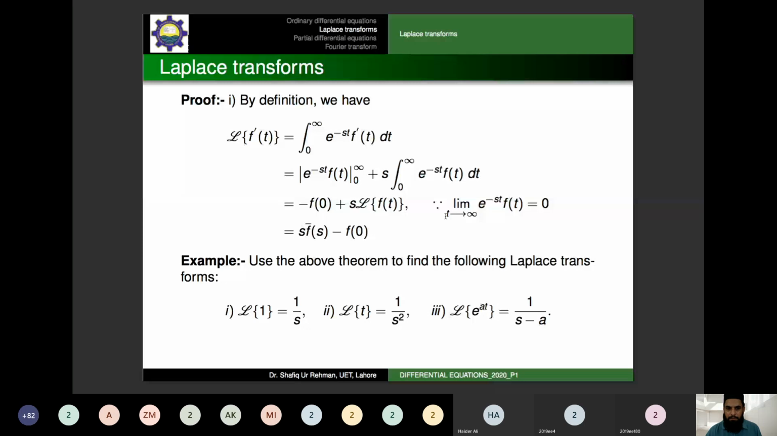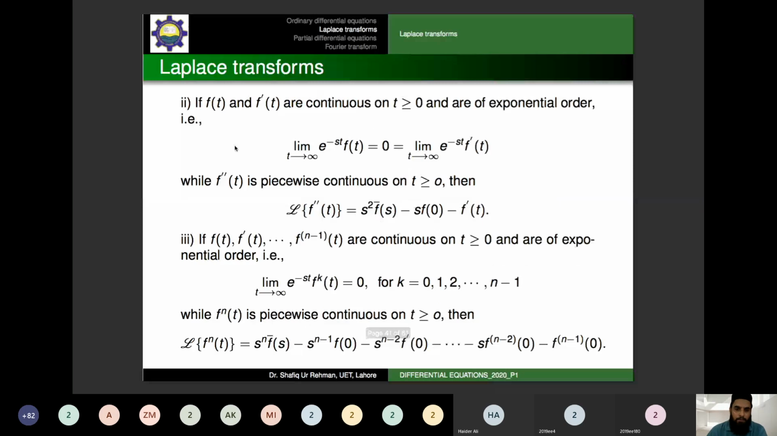Rearranging terms with the right hand side, we eventually have Laplace of f prime of t equal to s times f bar of s minus f of 0. F of 0 is basically the value of f at t equal to 0, and f bar of s is Laplace of f of t. So this is all. We have computed the Laplace transform of the first derivative of f.